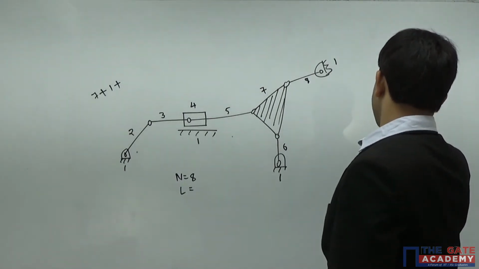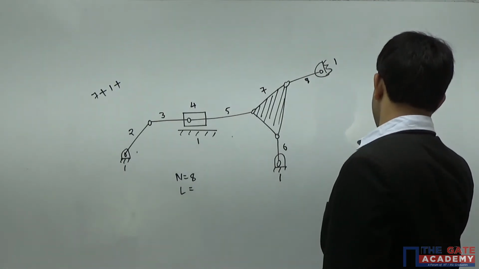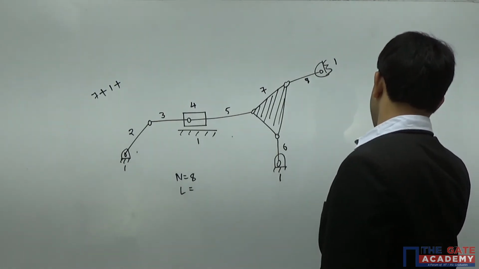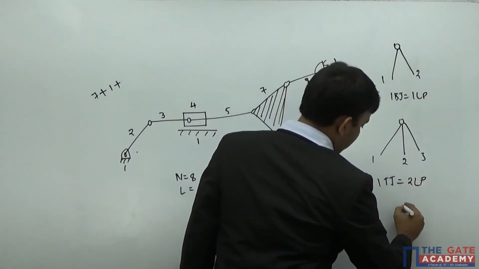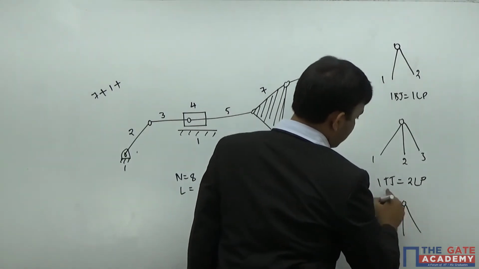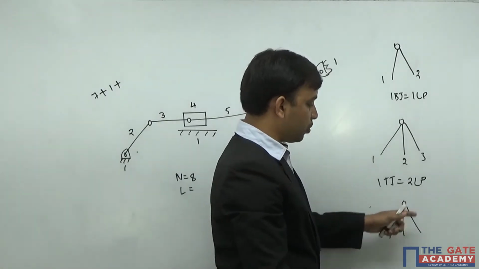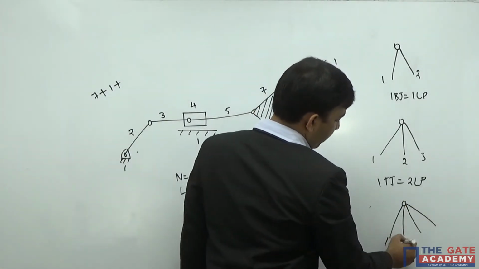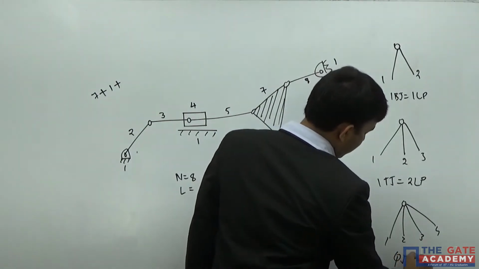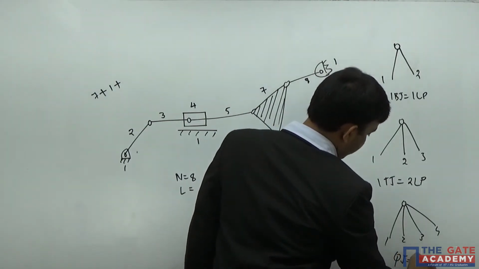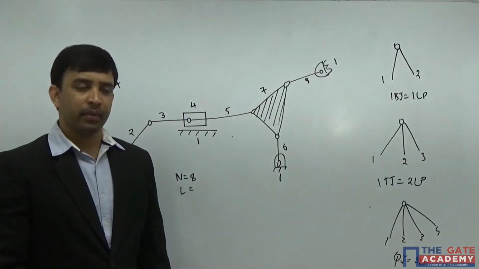If 3 links are connected at a point, link number 1, link number 2, link number 3, it's called a ternary joint. One ternary joint is equivalent to 2 lower pairs. I can say one ternary joint is equivalent to 2 binary joints, and one binary joint is one lower pair, so 2 binary joints, 2 lower pairs. If 4 links are connected at a point, it is called a quaternary joint, and one quaternary joint is equal to 3 binary joints. I can say it's equal to 3 lower pairs.